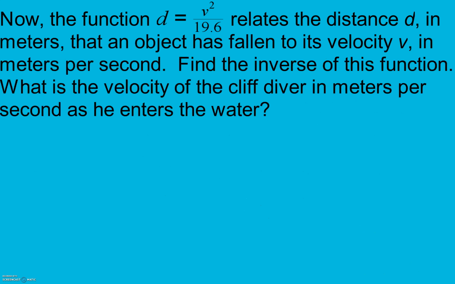Now, the function d equals v squared over 19.6 relates the distance d in meters that an object has fallen to its velocity v in meters per second. Find the inverse of this function. What is the velocity of the cliff diver in meters per second as he enters the water?